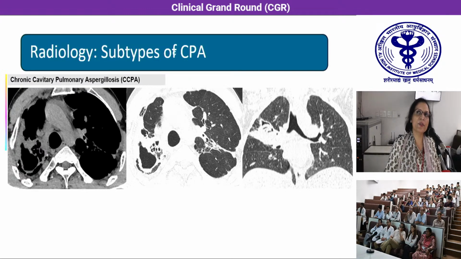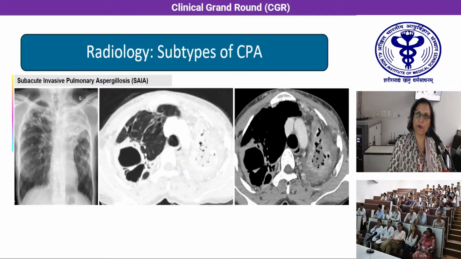Compare and contrast this with a CCPA in which there are more than two cavities. So there are multiple cavities. These are thick wall cavities with associated fibrosis and consolidation. And one or more of these cavities may show an aspergilloma. Now these are commonly seen in post-tubercular lung disease patients. So they are bilateral, and they can be asymmetrical in appearance. Now the patients of CCPA, depending on the immune status, may progress in the form of coalition of the cavities and can form chronic fibrosing pulmonary aspergillosis or subacute invasive pulmonary aspergillosis.